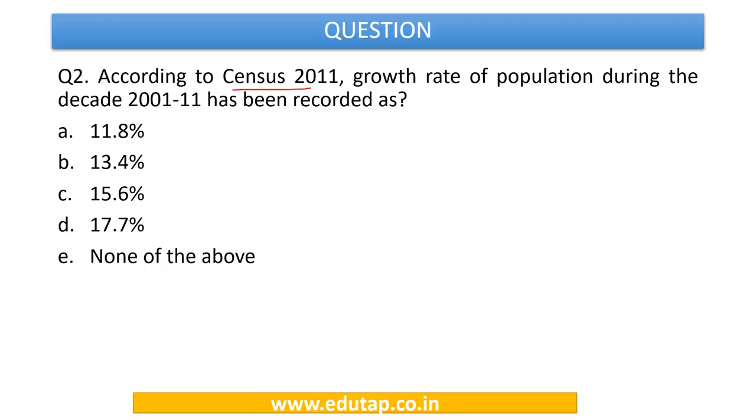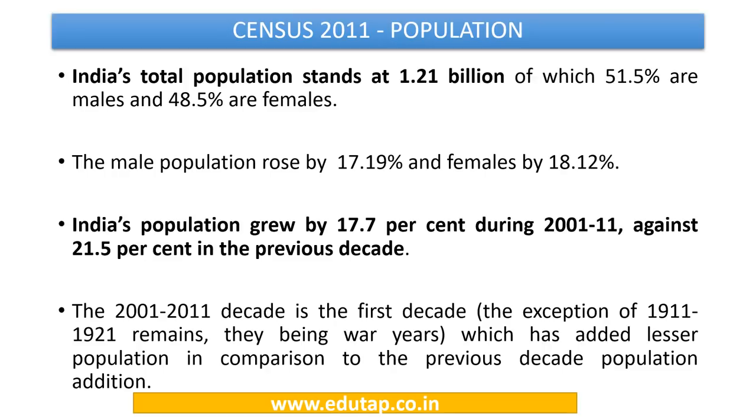According to Census 2011, the growth rate of population during the decade 2001 to 2011 has been recorded as: options are 11.8%, 13.4%, 15.6%, 17.7%, or none of the above. So this question is asking about the growth rate of population during the decade covered by the census. To answer this question, we must be aware of the basic facts which have been brought out with respect to population under the census 2011.